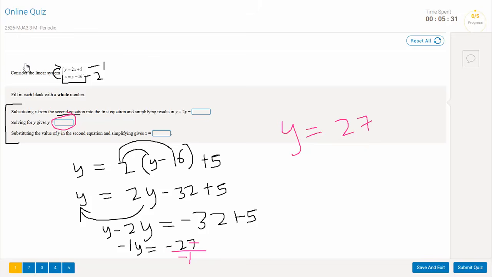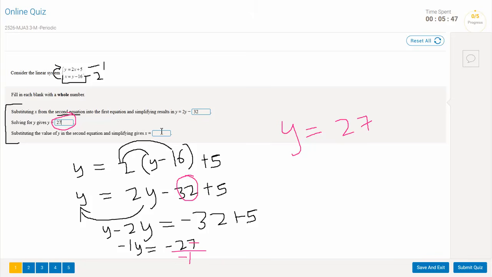Put that here. Okay. So y minus 2y, we already know. What did we get? 32. Remember, the negative sign is already there. Don't put the negative sign again. These little details are very important. So put 32 there. Then when you're solving for y, what do you get for y? 27.